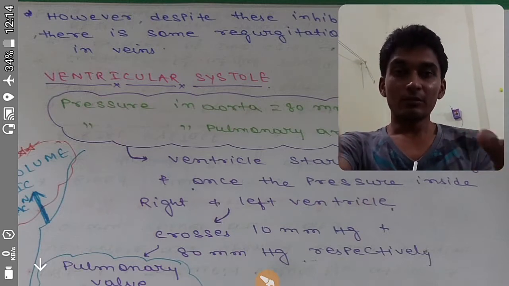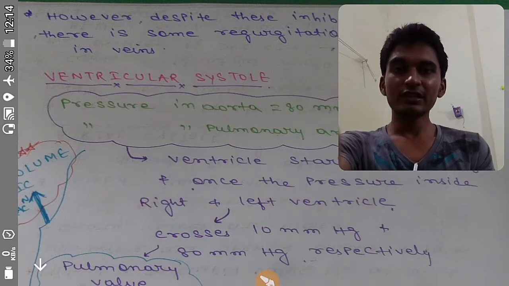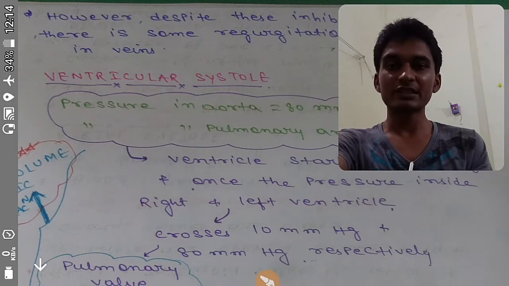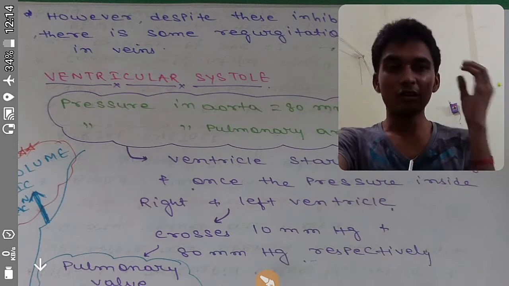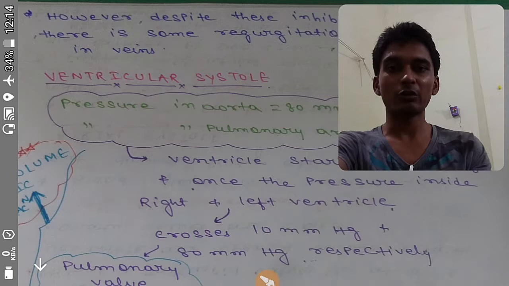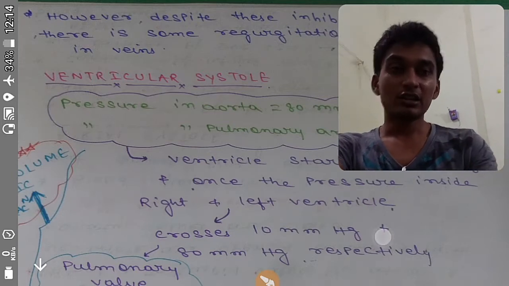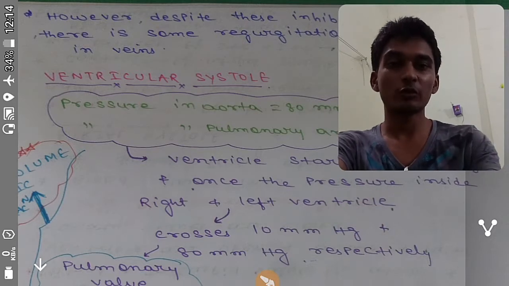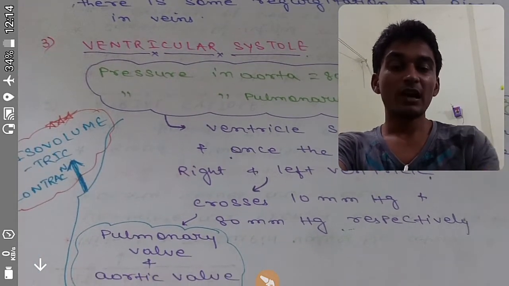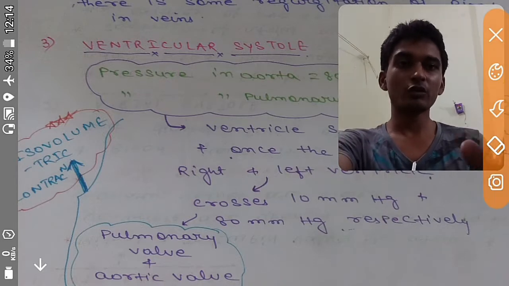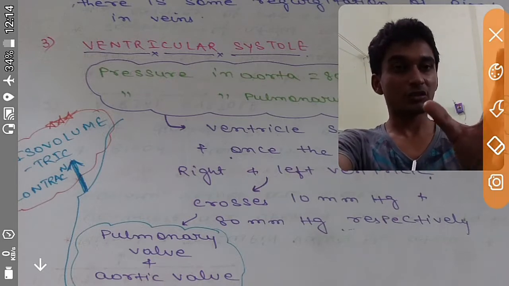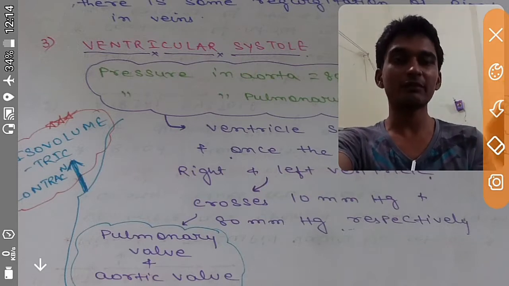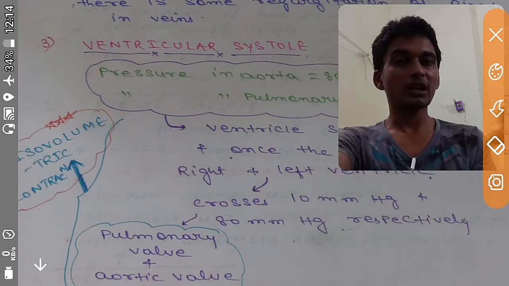Okay, and ventricle starts contracting after filling, and this will increase pressure, and once it reaches 10 mmHg and 80 mmHg, then pulmonary valve and the aortic valve open, and the blood flows from left ventricle to aorta and right ventricle to the pulmonary artery. And the time period of the contraction which it has taken to reach the 80 mmHg and 10 mmHg is known as isovolumetric contraction, because there is no volume pumped out from ventricle, but ventricle is contracting, just for increasing its pressure more than 80 mmHg and 10 mmHg respectively in left and right ventricle to cross the pressure in aorta and pulmonary artery.